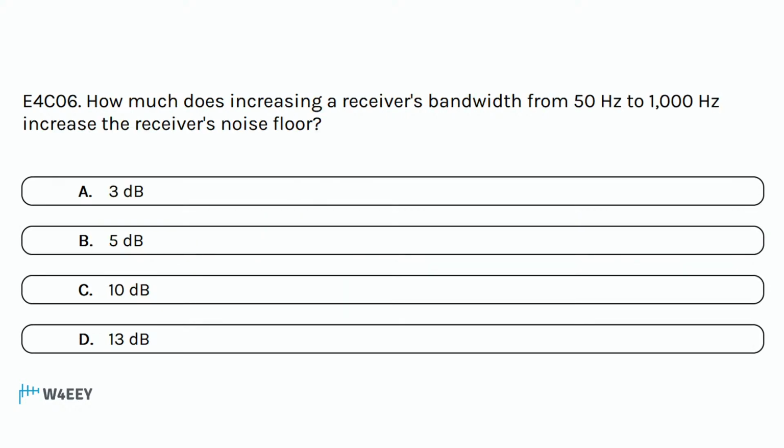And how much does increasing a receiver's bandwidth from 50 to 1000 hertz increase the receiver's noise floor? So you're increasing it by 20. 20 times 50 is 1000. Delta. So 10 times would be 10 dB, and then 2 times, or 3 dB, 13 dB, yes indeed, 13 dB.